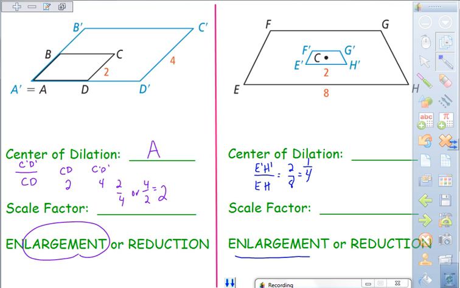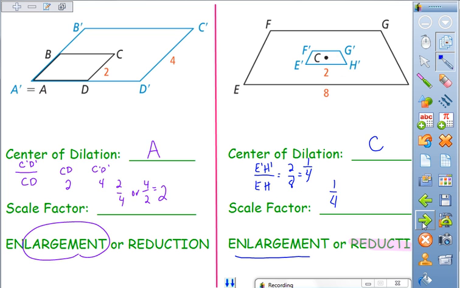So did we do that one correctly? No, we didn't. We're going from black to blue, so this is getting smaller. So I would argue that this is actually a reduction, and we were correct with our scale factor. So you always want the primes on top and the pre-image on the bottom. And the center of dilation is going to be point C.